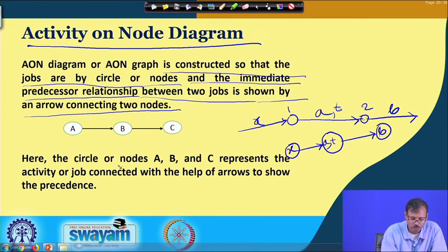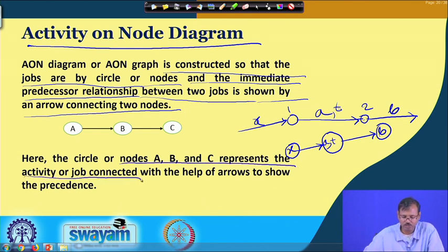So, the nodes A, B, C basically represent the activity of the job connected to them, and the arrows show the predecessors and the successors of that particular job. Basically, this is a different kind of diagram, where the activities are placed in the nodes, and that is why it is easier for anyone to draw this diagram.